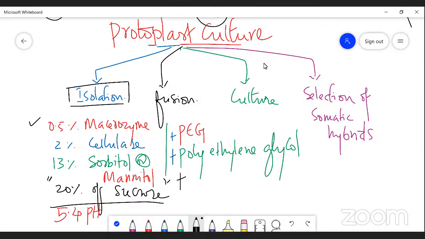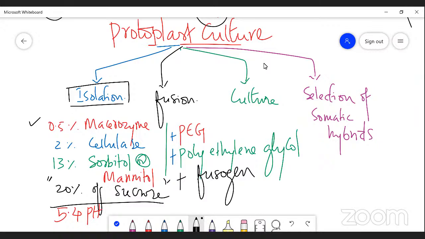What is a fusogen? A fusogen is a chemical having the ability to fuse two different protoplasts. Actually, this fusogenic agent, namely polyethylene glycol, is going to fuse two different protoplasts which are involved in protoplast fusion or protoplast culture. So that is called a fusogen.